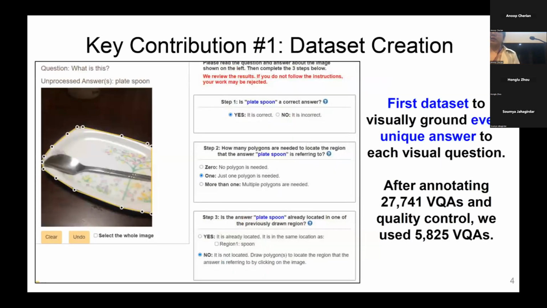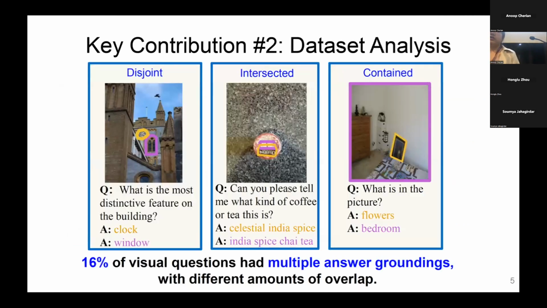Our key contribution is that we are the first dataset that visually grounds each unique answer to each visual question. We named this the VQA answer therapy dataset. In total, it took 6 weeks to annotate 27,000 VQAs, and after quality control, we used around 5,800 of VQAs.